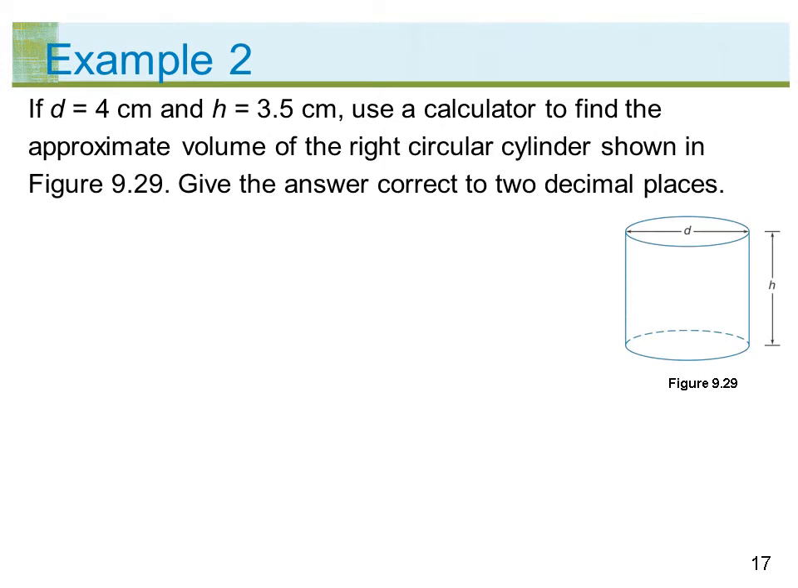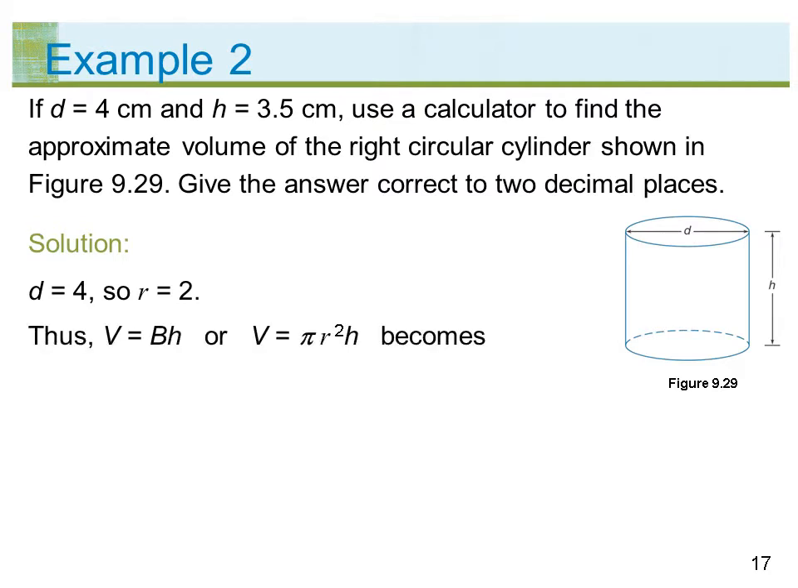If d equals 4 centimeters and h equals 3.5 centimeters, use a calculator to find the approximate volume of the right circular cylinder shown in Figure 9.29. Give the answer correct to 2 decimal places. Solution: d equals 4, so r equals 2.